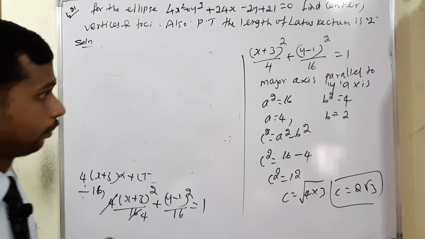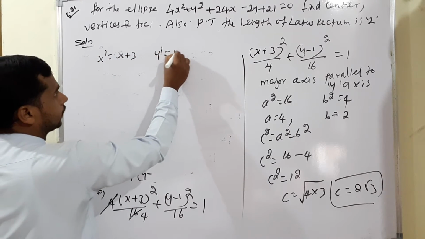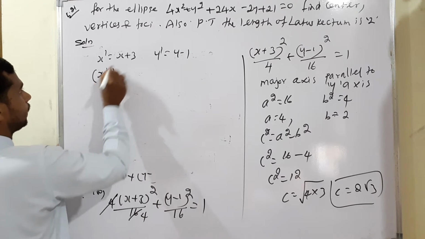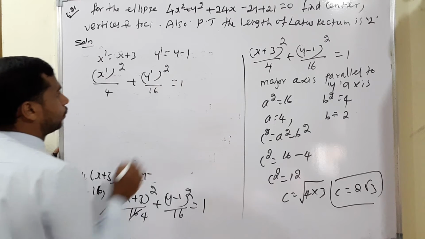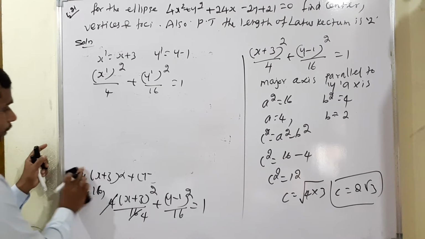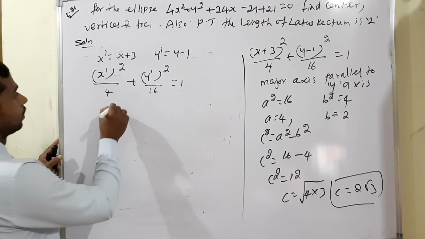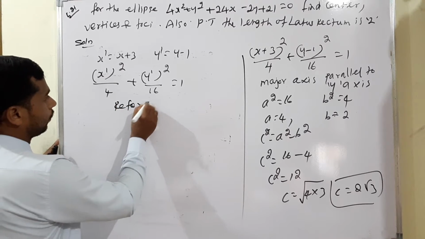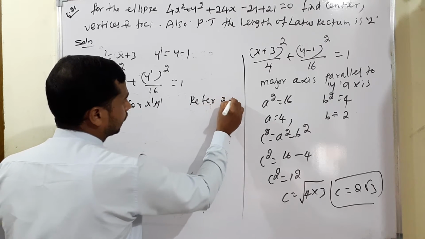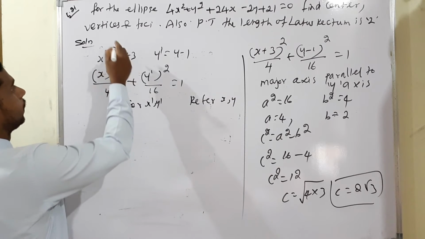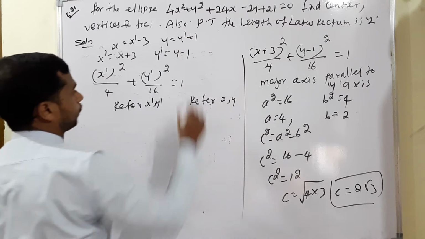We have to modify this value. Modify means consider x dash for x plus 3 as well as y dash for y minus 1. Therefore we can write x dash the whole square divided by 4, then plus y dash the whole square divided by 16 is equal to 1. Now how to make it in a table column. Refer to x dash comma y dash and x comma y. So x dash is equal to x plus 3, means we can write x is equal to x dash minus 3, as well as y is equal to y dash plus 1, isn't it?